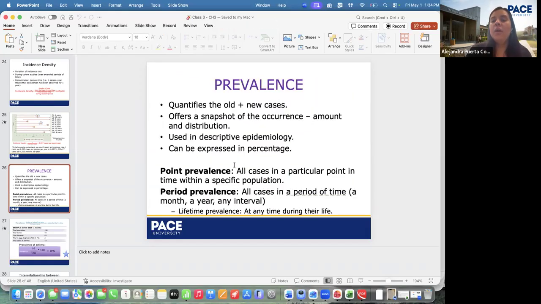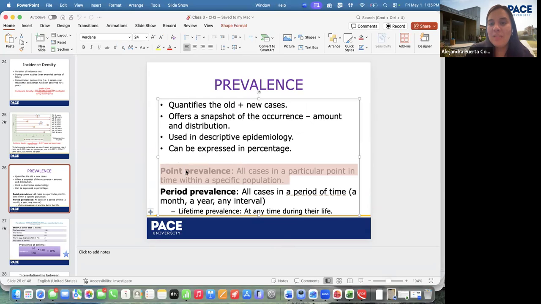Okay. When I look at one, let's say, day, specifically, it's going to be point prevalence, right? It doesn't have to be a day. It can be like 1 month. You can say in February of 2025 or in April of 2026, whatever, right? Point prevalence would be all the cases in a period of time.